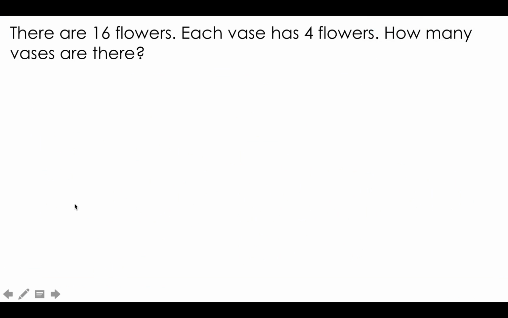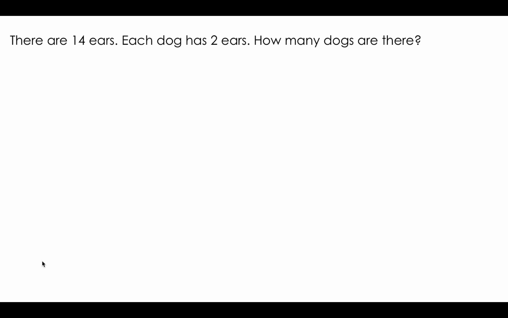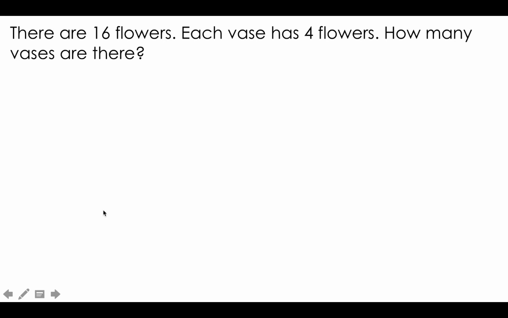Okay, so let's try this one. It says there are 16 flowers. Each vase has 4 flowers. How many vases are there? All right, so what's our first step? Our first step is to restate the question. Well, the question is, how many vases are there? So we need to restate that and say there are blank vases.